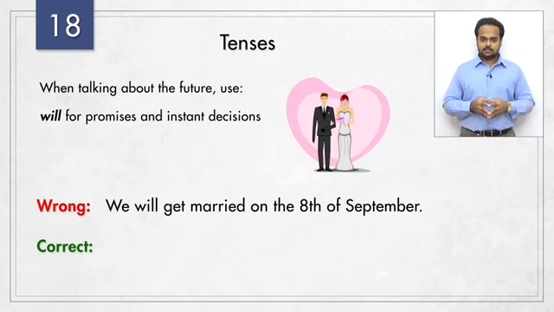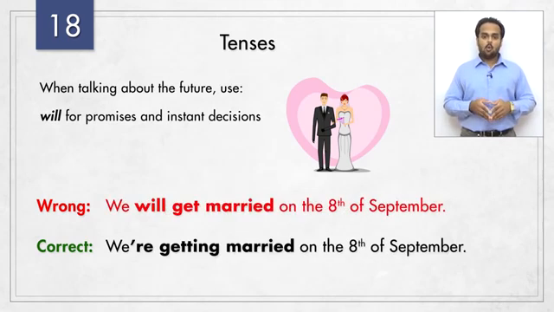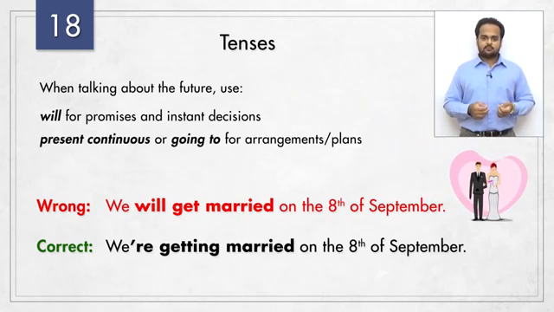Sentence number 18 is, we will get married on the 8th of September. Very common error. Can you correct it? It should be, we're getting married on the 8th of September or we're going to get married. This is because for fixed arrangements in the future, we don't use will. We either use the present continuous tense, that's the more common form, or we can use going to.